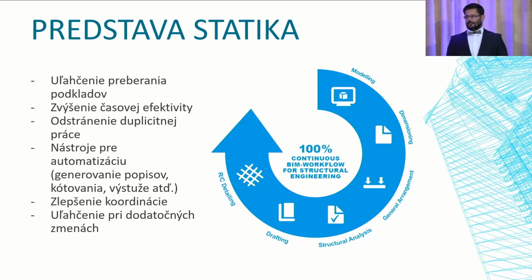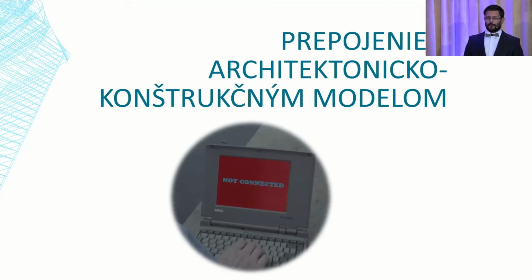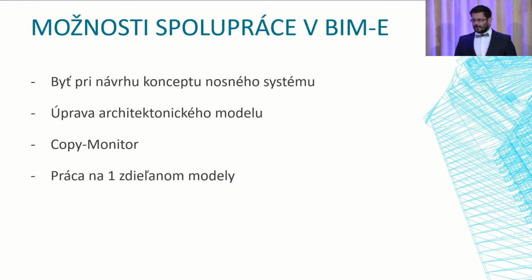So what are our ways of joining our work with the design model? Ideally, we, the structural engineers, should be at the very beginning of the process, and we should be able to be present in the design stage. Sometimes we are unable to do that, so there are three other options for us. One, that's the modification of the architectonic model. That means we will take the model, reduce it to the load-bearing structure, and then modify that.